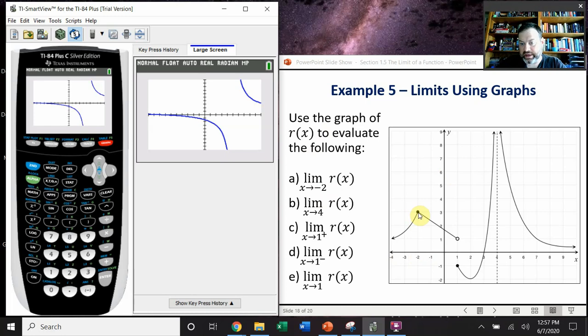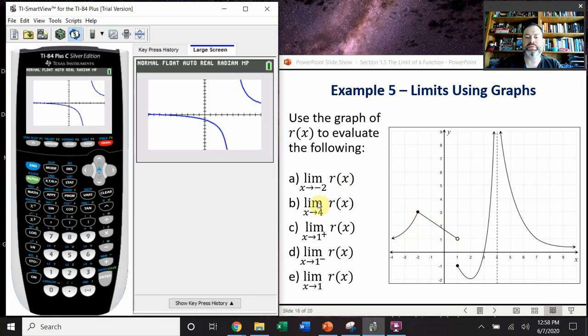So it looks like the function as you come from the left is getting closer and closer to 3. And as you come from the right, it's getting closer and closer to 3. Remember, it doesn't matter what is happening at the point. It only matters, are both y coordinates getting closer and closer to the same number? That's all that matters. So we would say that the limit here is 3. Let's look at the next one.